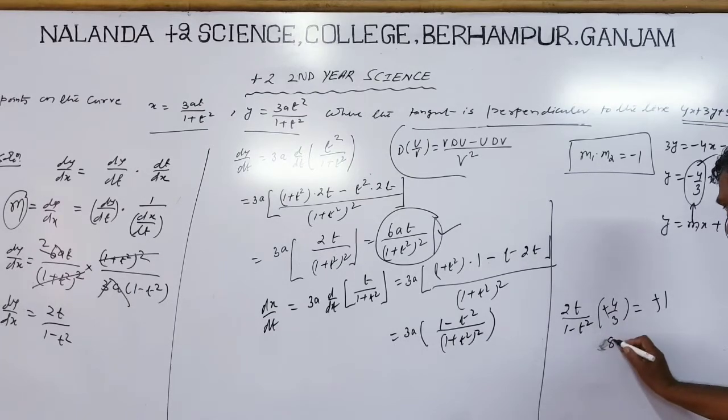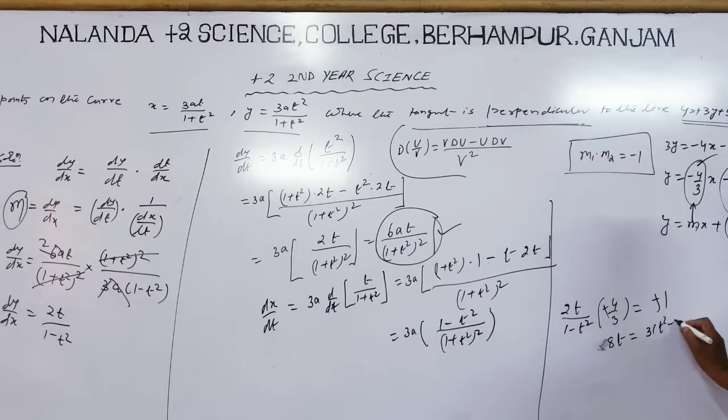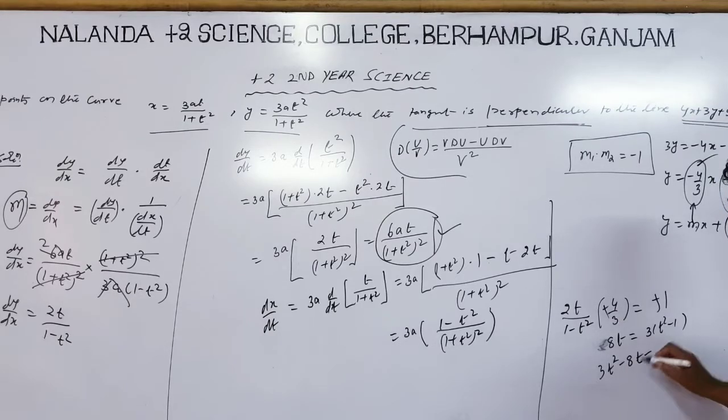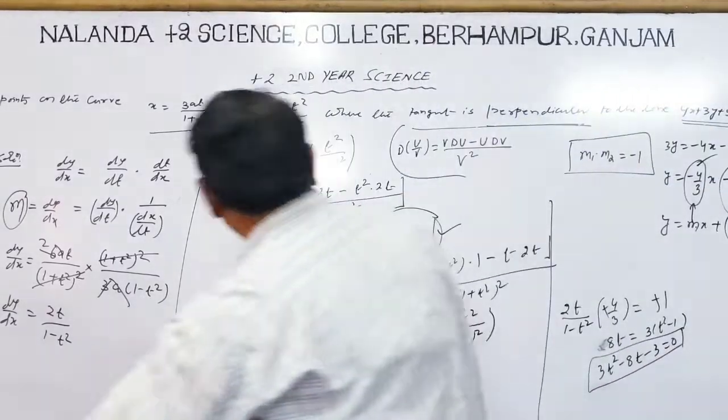So the minus cancels out, and 8t equals 3t² minus 1, or 3t² minus 8t minus 3 equals 0. Now solve the equation. What do we find? Now this is a quadratic equation.